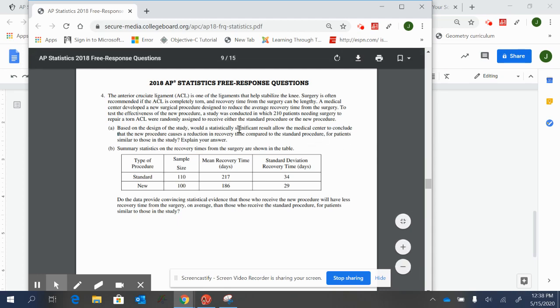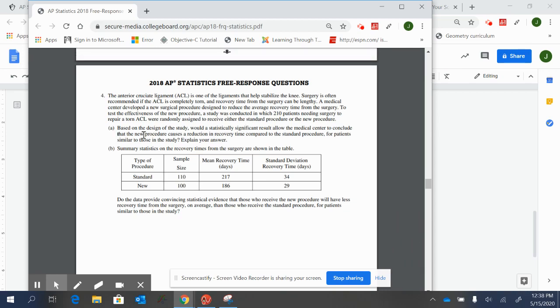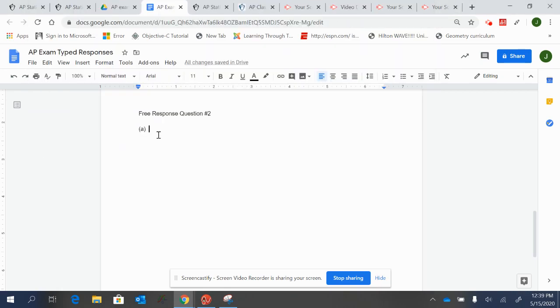Basically, what they're asking is, if we do get a statistically significant result, would you recommend that the medical center concludes that it's due to the different procedure? And that's going to be up for debate. Now, our job is to show the scorer that we have course content knowledge. So before we answer yes or no, let's express what's required for a well-designed experiment to then be used to make decisions later. So it's really asking, is this a well-designed experiment?